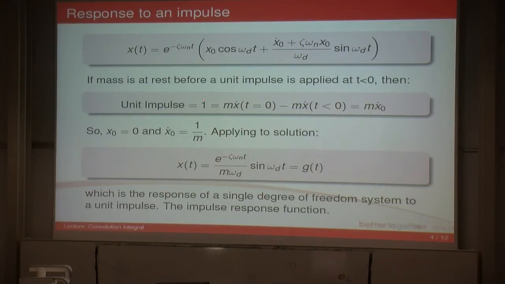And so if we take 1 equals m x dot and we divide both sides by m, we get x dot naught equals 1 over m. And if you apply those two initial conditions to this equation, x naught is 0, so that term there drops out. X dot naught is 1 upon m, so we've got 1 over m omega d, sine omega d t, times your exponential as well that you can't neglect. And this function here is known as the impulse response function. It's the response of a free damped mass spring damper system to a unit impulse force. It's an impulse response function is what this thing is.